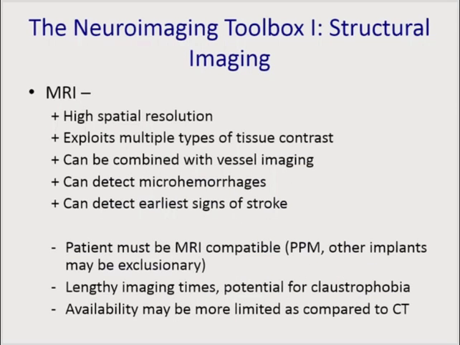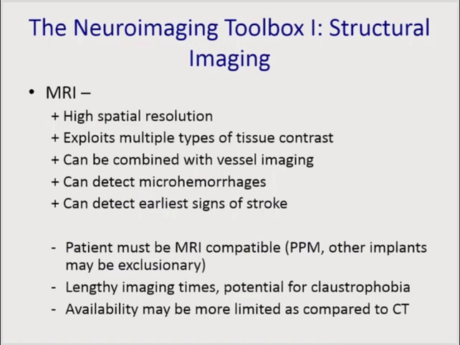MRI imaging, as everyone knows, is a mainstay of neurologic diagnosis and has great utility in the context of dementia differential diagnosis. It has high spatial resolution. It exploits multiple types of tissue contrast. It can be combined with vessel imaging as well, both with and without contrast. It is sensitive for microhemorrhage using GRE or other types of susceptibility-weighted or T2 star-weighted imaging. We know that it can detect early signs of stroke, so sometimes it's incorporated into stroke protocols, and that's how the information is conveyed back to the behavioral neurologist.